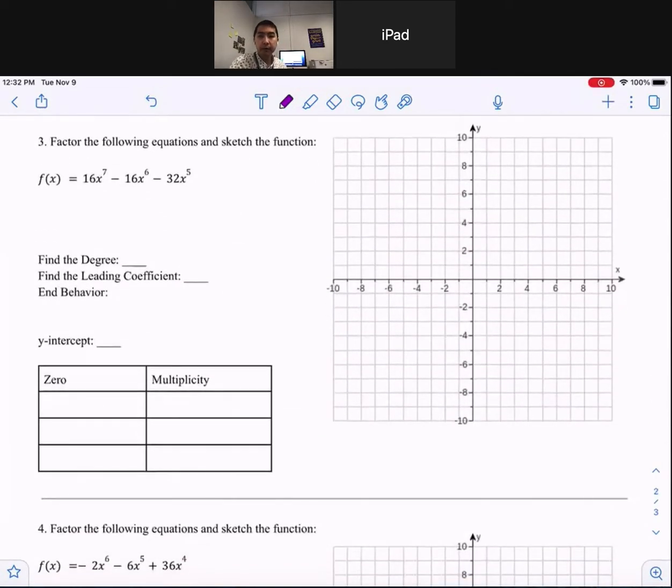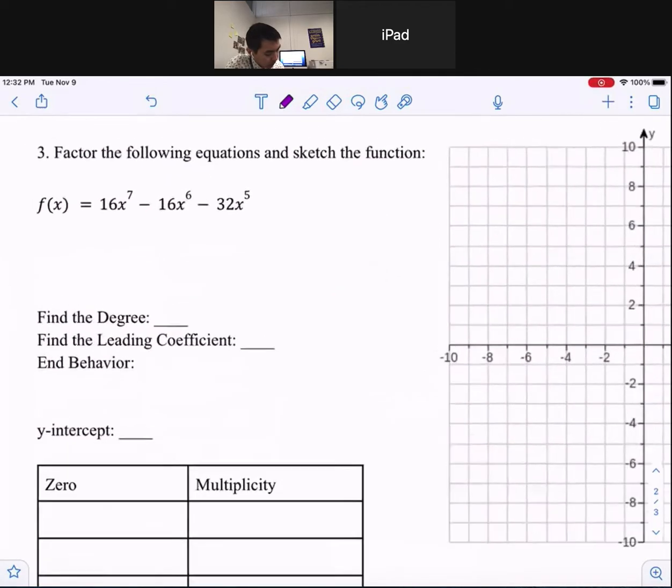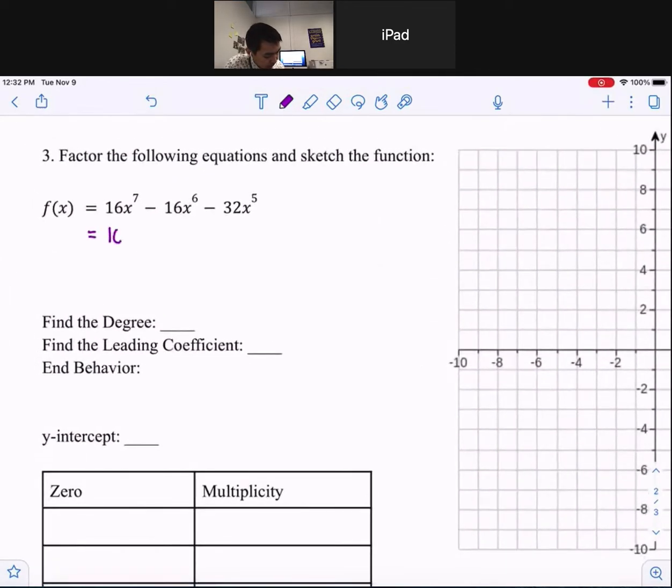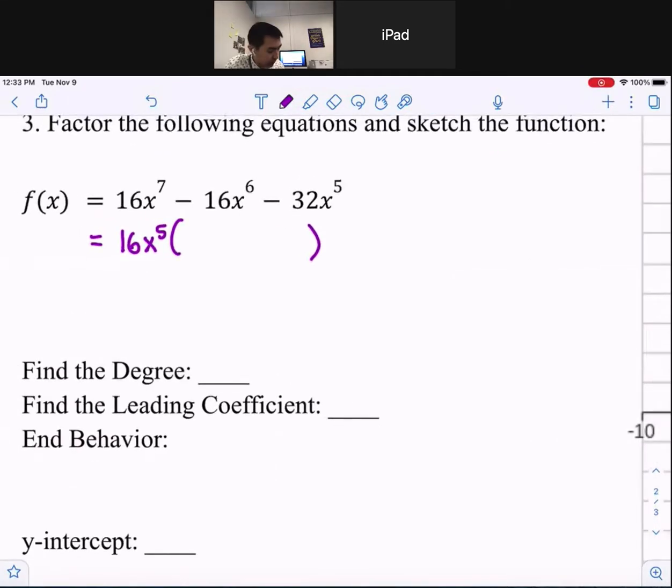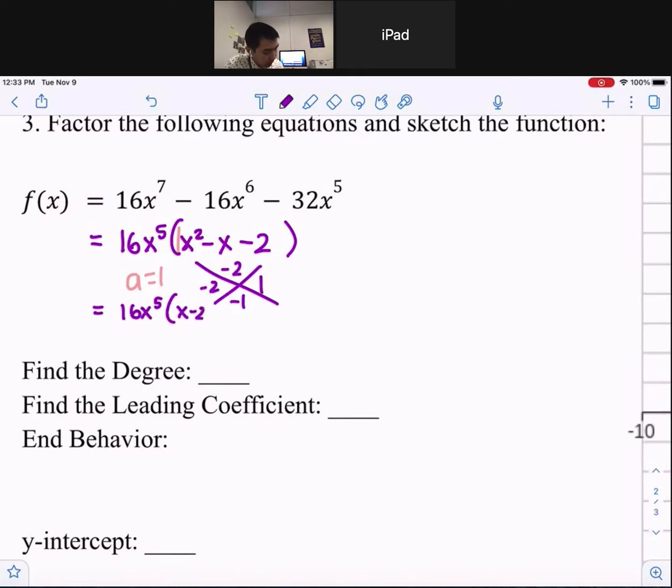Next, number 3. One thing you can factor out from each term is 16x to the 5th. Factor out a 16, so divide each by 16 and take away 5 x's from all. So x squared minus x minus 2. This is an a equals 1 case, so factor this trinomial: -2 and 1, so we're going to get 16x to the 5th times (x minus 2) times (x plus 1).